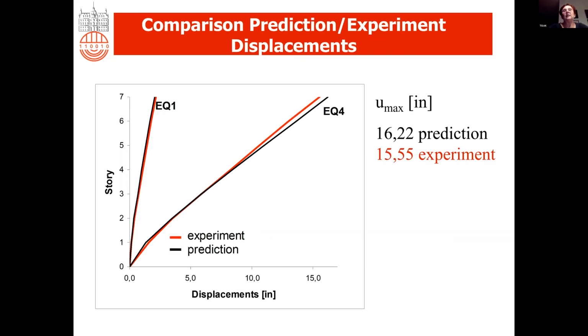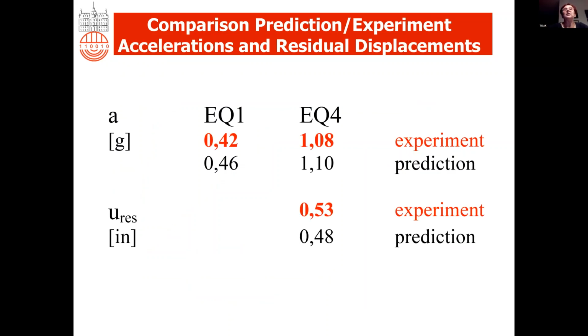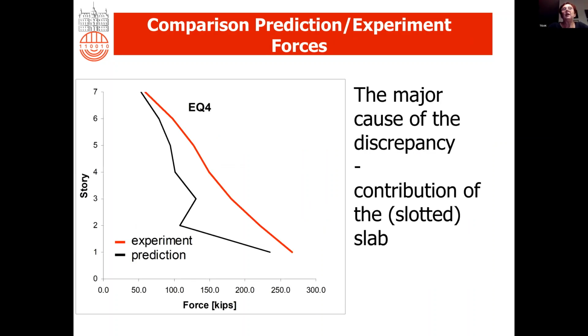As I said, the prediction was very good. These are the displacement envelopes at the first excitation and the last one, and we can see that it was quite a good prediction. The maximum accelerations and the residual displacements were also predicted quite well. But the forces were not so good.